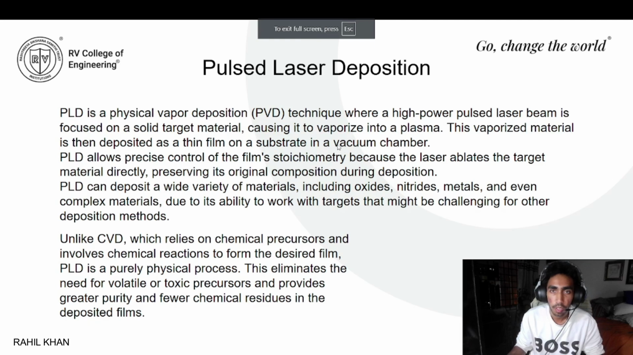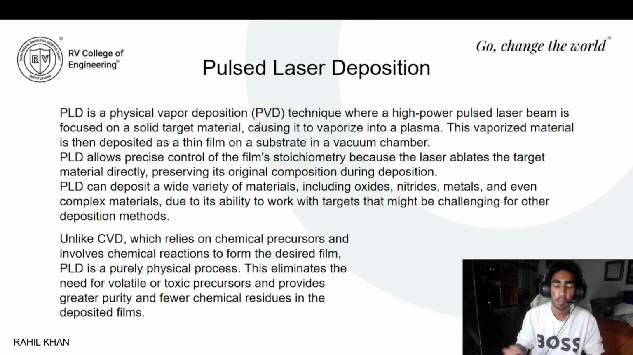Here we come with pulse laser deposition. So pulse laser deposition is a common process of physical vapor deposition where a high beam of pulse is hit onto a solid substrate that produces a cloud of ions which is later condensed onto the substrate.